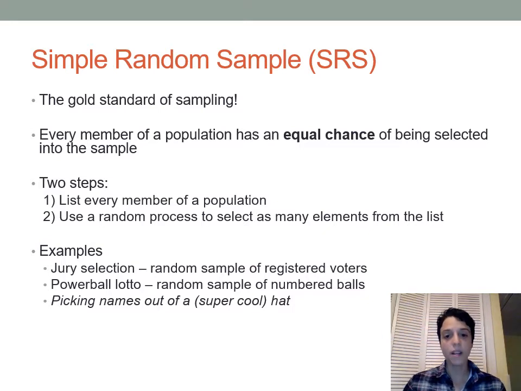So I took a random sample out of this hat. I had all the superheroes in here. That's equivalent to having them all listed out, right? I just have my total set of superheroes. And then I'm using a random process, which is grabbing out of the basket, to select superheroes out of my set of superheroes. So that's also an example of a simple random sample.